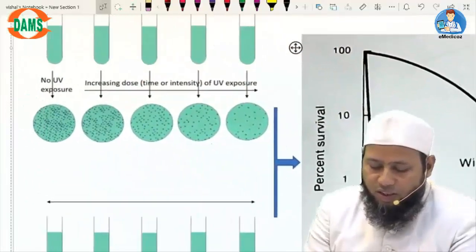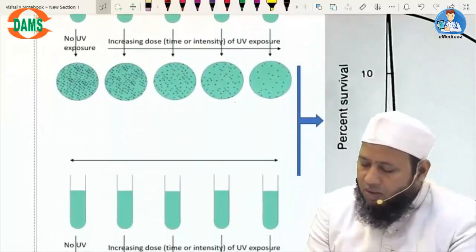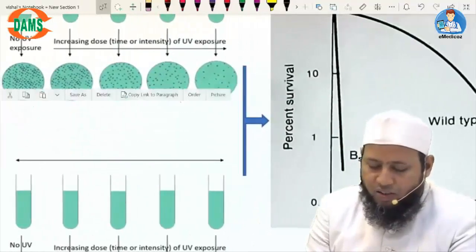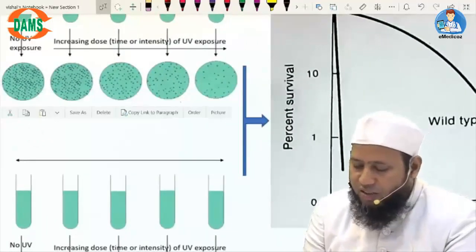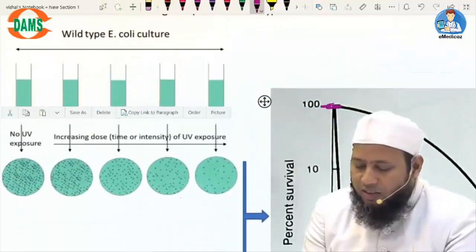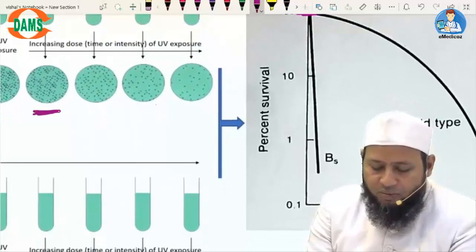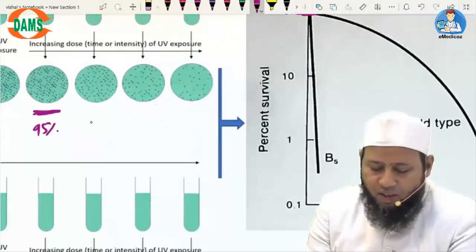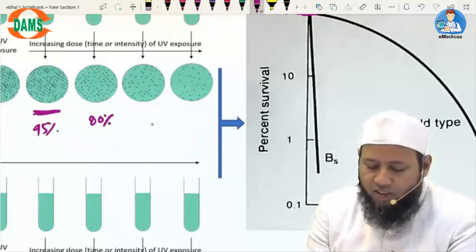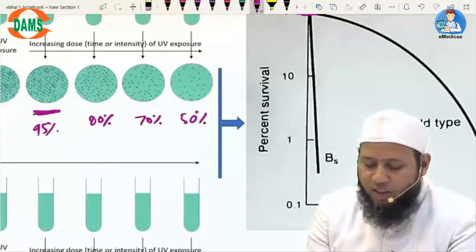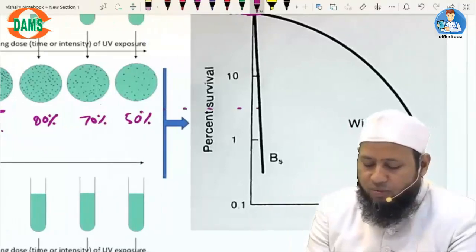So what you do here, this is your reference culture, so you put it as my 100% survival. Then here let's suppose you get 95% survival, here you get 80% survival, here you get 70% survival, here you get 50% survival, and so on.